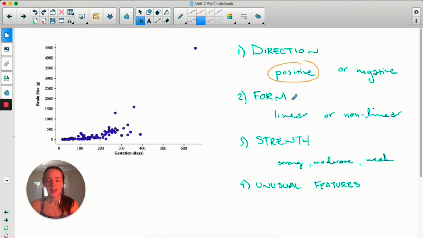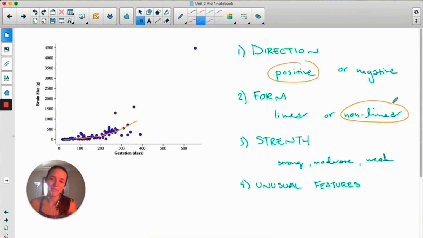For form, I would say this doesn't look linear. It looks curved to me. It could almost be like exponential growth, or maybe half of a parabola. It's kind of hard to tell, but I would say with including this elephant, it doesn't seem linear. Even without the elephant, there's a slight curve here that I would say makes this not linear.